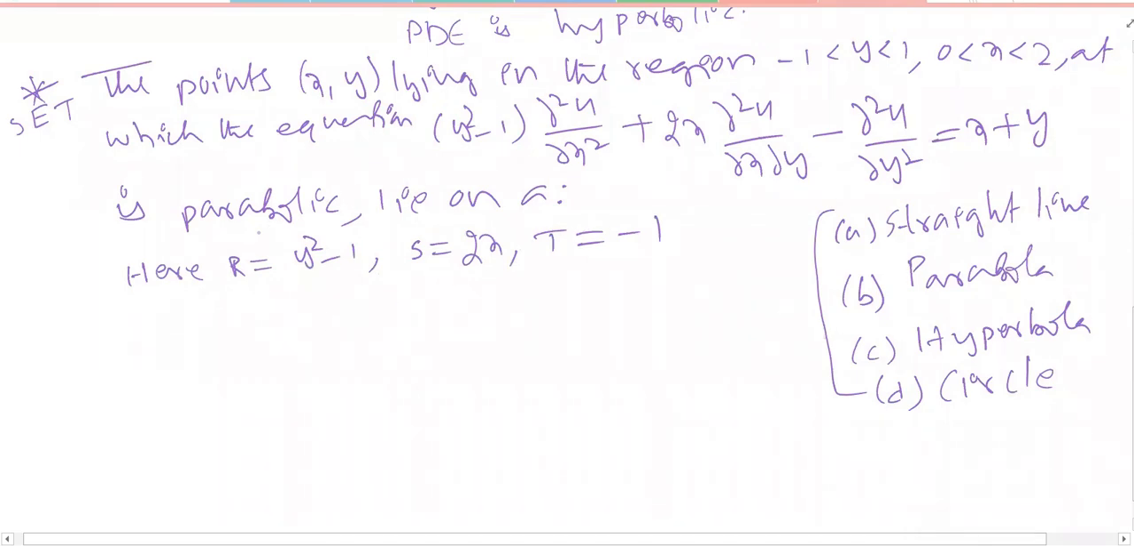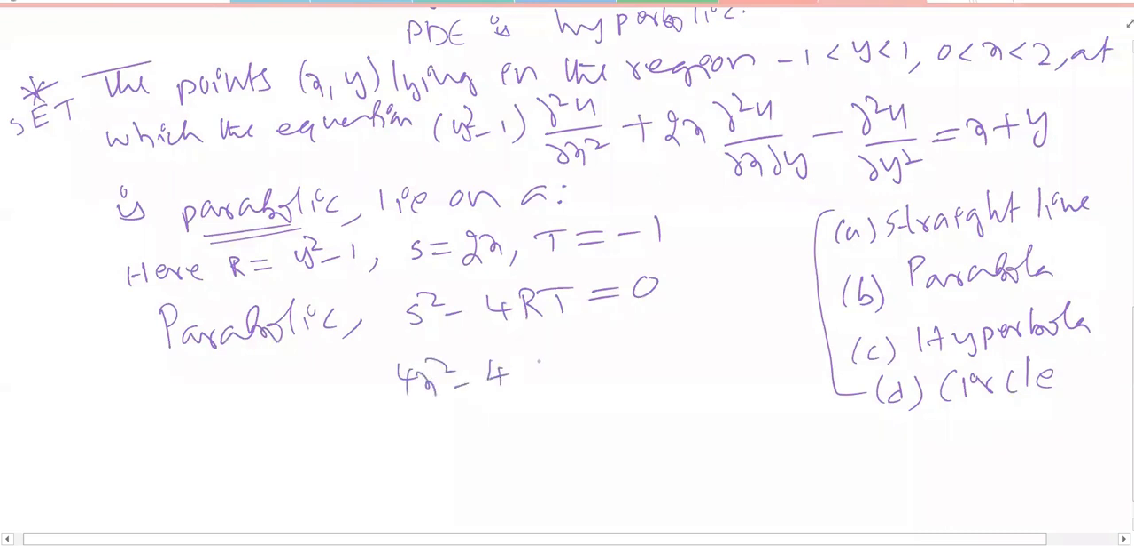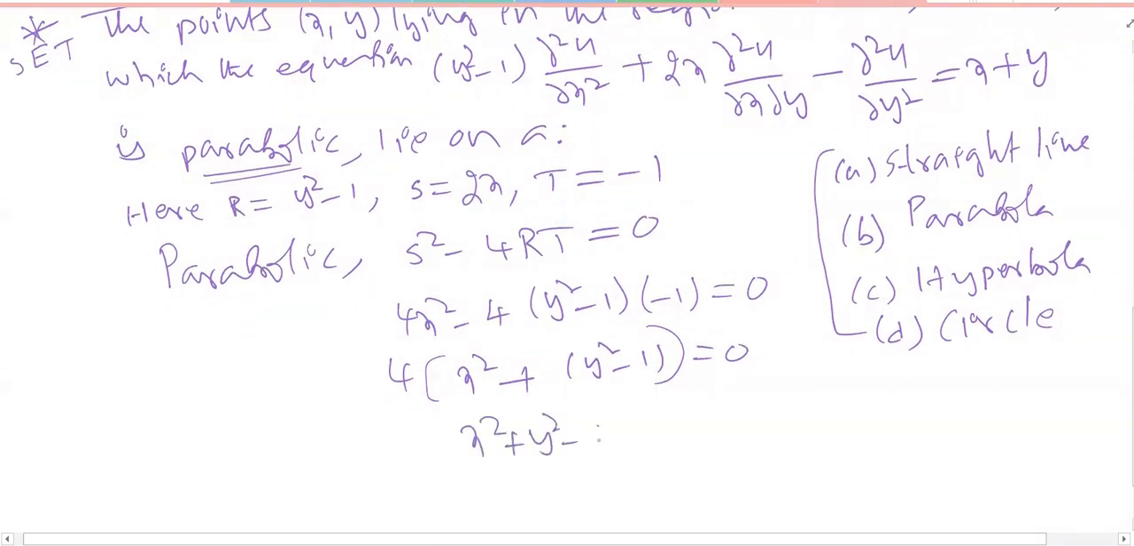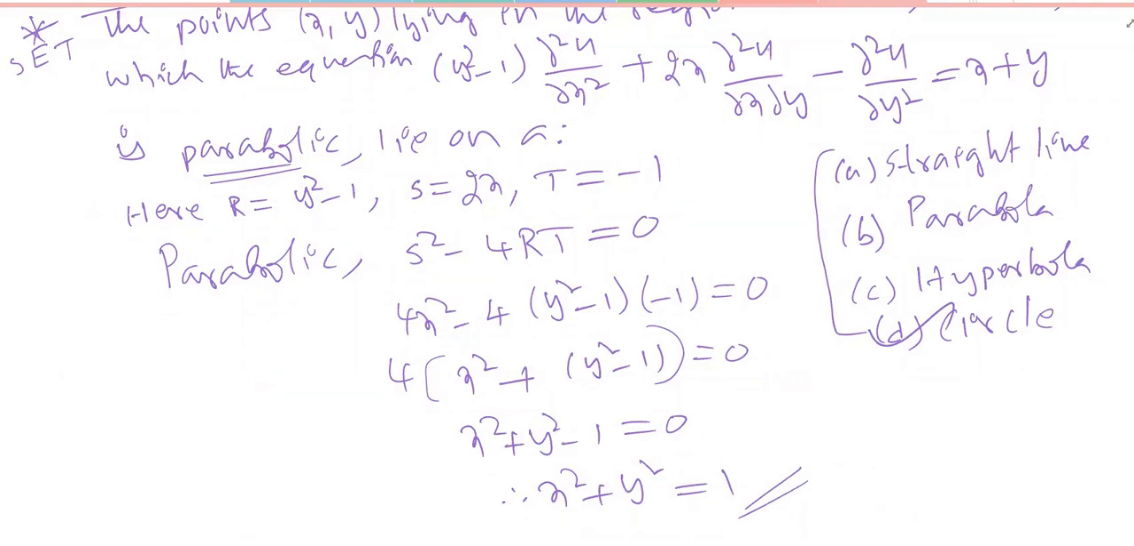So the given equation is parabolic, we are given. When it is parabolic, then the condition is s² − 4rt = 0. S² means 4x², minus 4 times (y² − 1) times t, and t is −1, equal to 0. We can take 4 common here: x² + y² − 1 = 0. So we can divide by 4. That means x² + y² = 1. This is the equation of a circle, with center at the origin and radius 1.